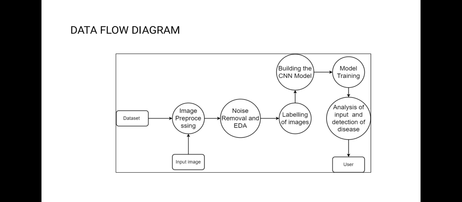Data flow diagram. In data flow diagram, we have data sets which contain affected leaves and healthy leaf. We send that to image processing. The image processing analyzes that, it does noise removal and EDA. After that, it labels the images to classify whether it's affected or not. Then, using that extraction, it builds a CNN model. After that, we train the model and we can give the input to the last model whether it is able to analyze whether the leaf is affected or not.